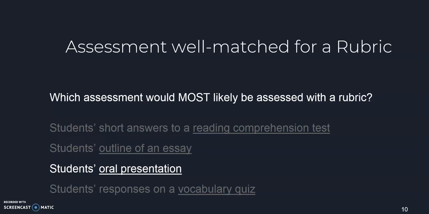For the student's outline of an essay, you might use a rubric for that, but you might also just use a point system, where does the student have all the parts there? They get all the points, or is it following the format? Maybe they get 3 points for following the format. And for the last distractor, the student's responses to a vocabulary quiz, usually there's an answer key with clearly right or wrong answers. So again, we probably wouldn't use a rubric for that.